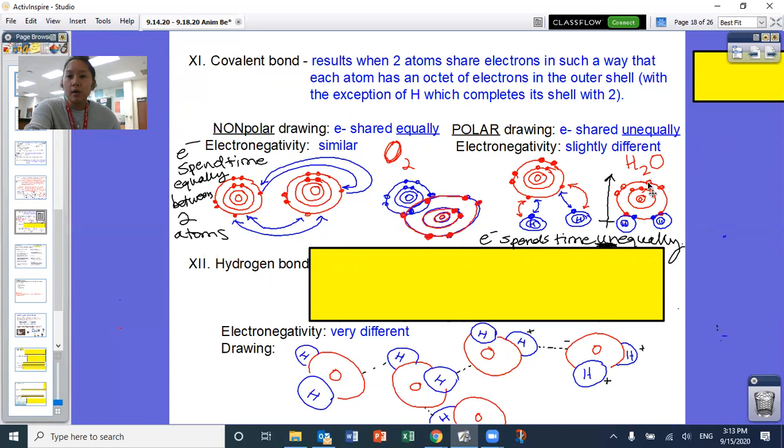So here we have H2O, which is water. So there's one big O, which is oxygen, and there's two hydrogens, and the hydrogens each have one electron, and the oxygen has two spots for electron sharing.